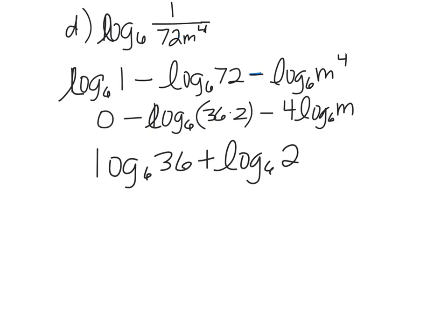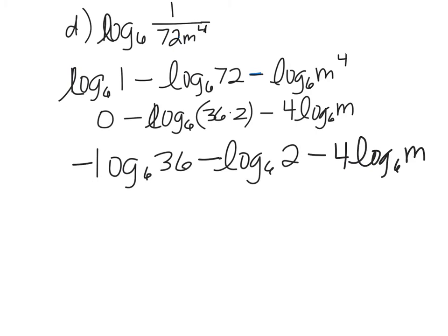That's a minus, and that's a minus. Who said that? That was really good. Okay. There we go. All right, and then we have minus 4 log base 6 of m. Yes, 0 minus. So they're both minus. You're right.